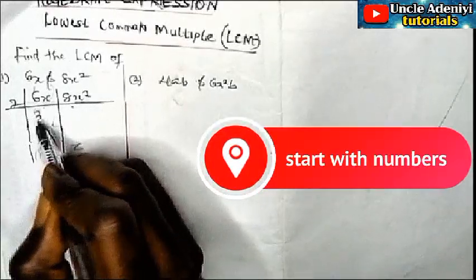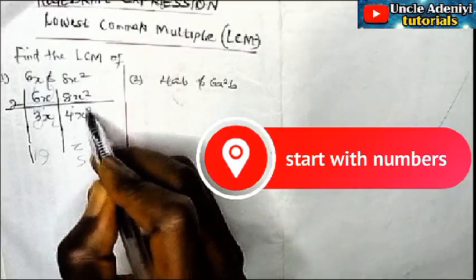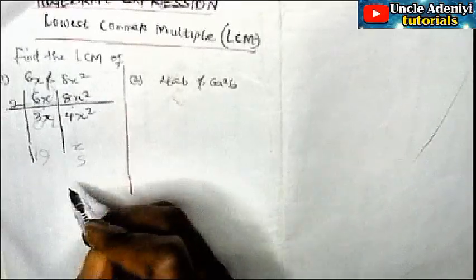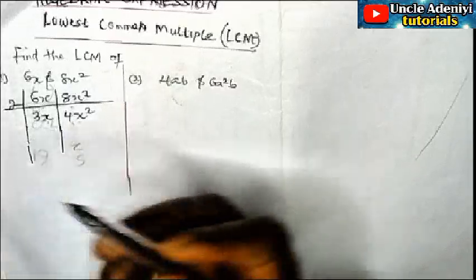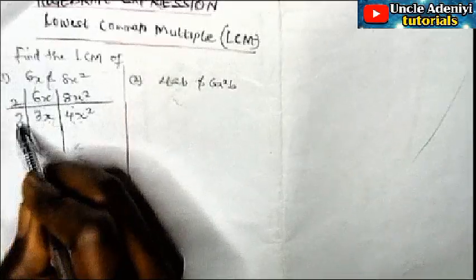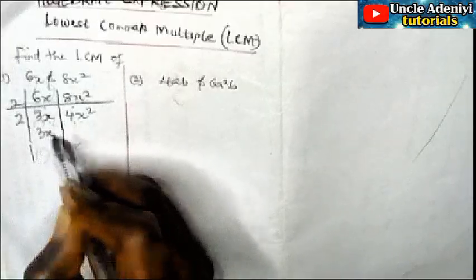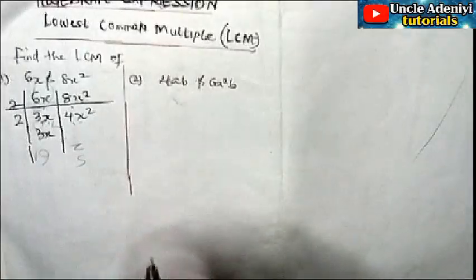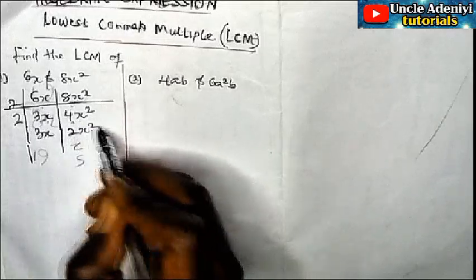2 in 6x will give you 3x, right? 2 in 8 will give you 4, which will now be 4x squared, right? Can 2 still go here? 2 can go here, but it might not go here. So we are still going to use 2. Since it cannot go here, write your 3x out again. But it can go here, right? So it should now be 2x squared.